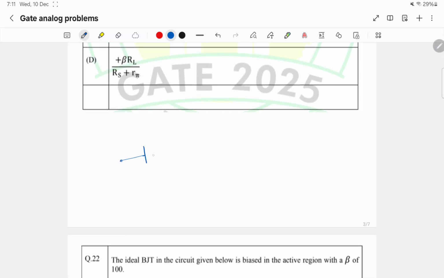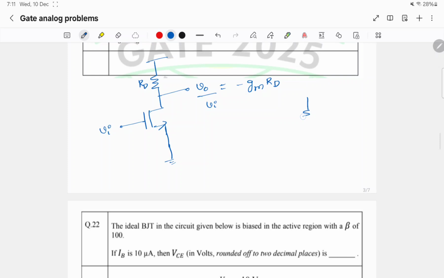Whenever we are given a small signal circuit, let us say this is Vi, this is Rd, and this is V0. We'll directly write the gain V0 by Vi as minus Gm Rd, because we have a resistor Rd and the current Gm times Vi is flowing in this direction.